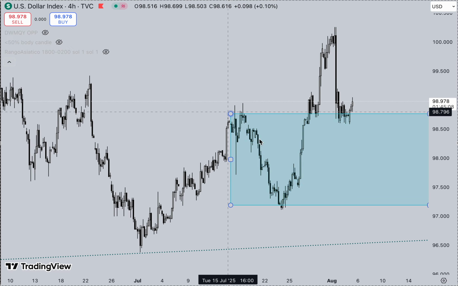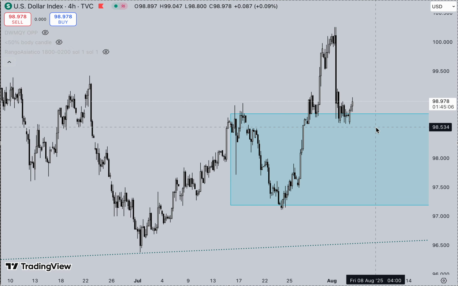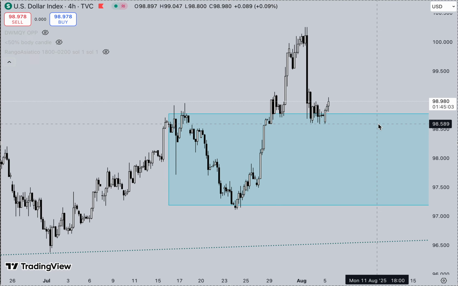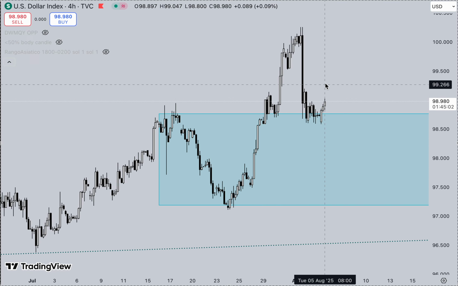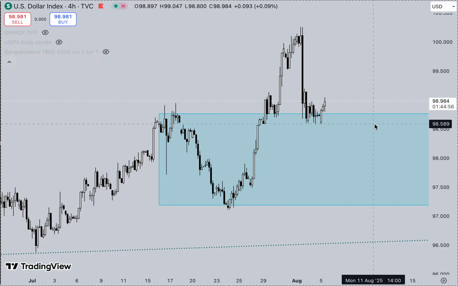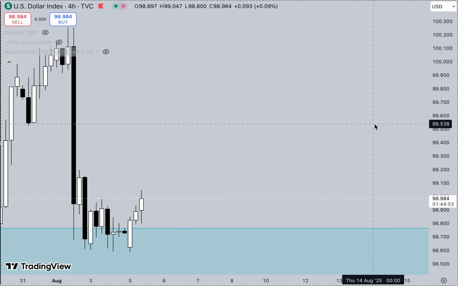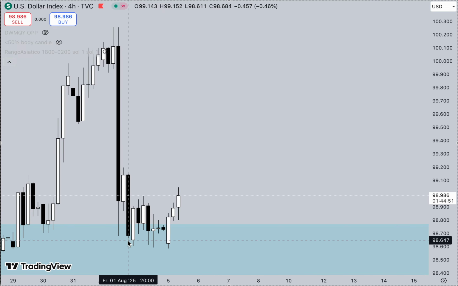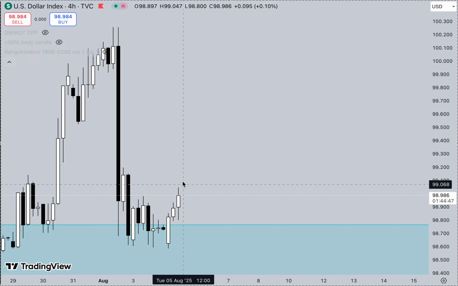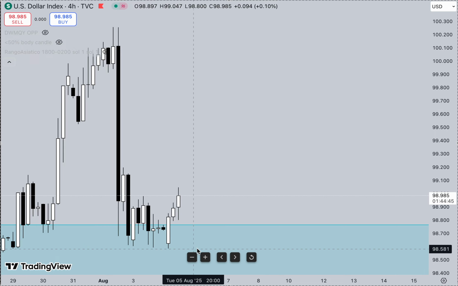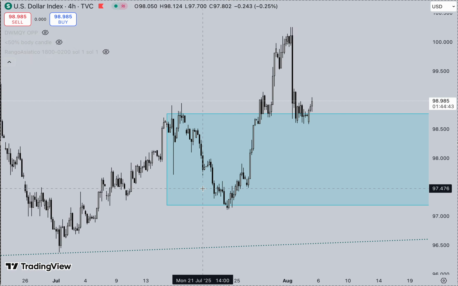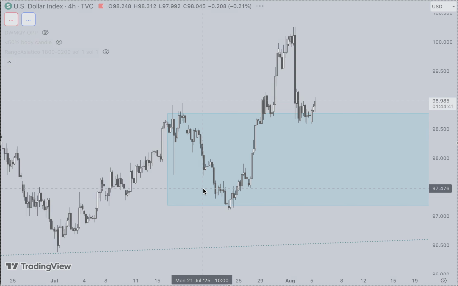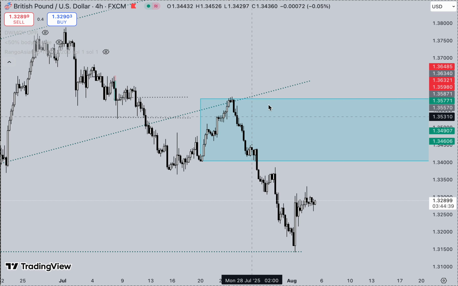Right, so you can see with the dollar, we wanted this to be grabbed yesterday. It was grabbed. Now we want to see a proper change of character, right? So a push up. The thing with the dollar is we can still have one more push down possibly. If we look here, we have this sort of equal low, so we can grab it and then use it to push up on the dollar. Or if not, we just find lower prices.